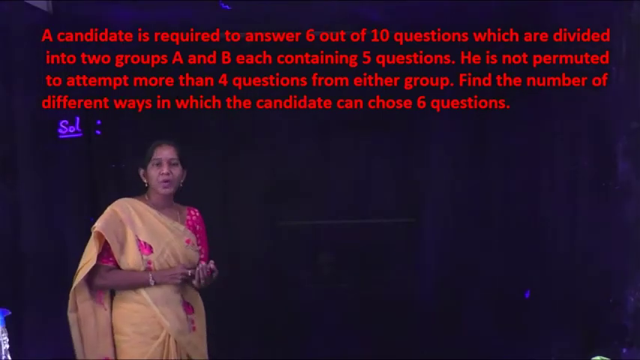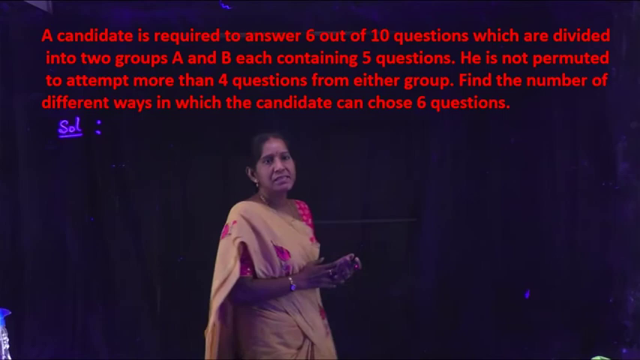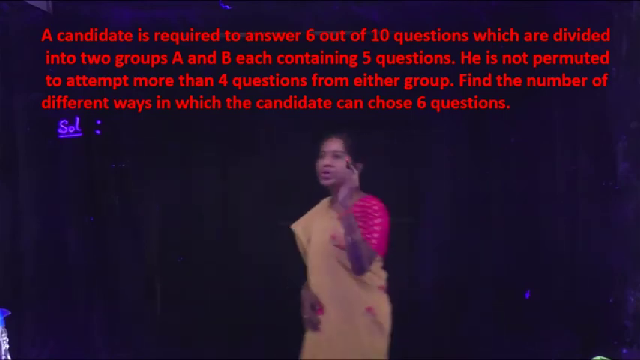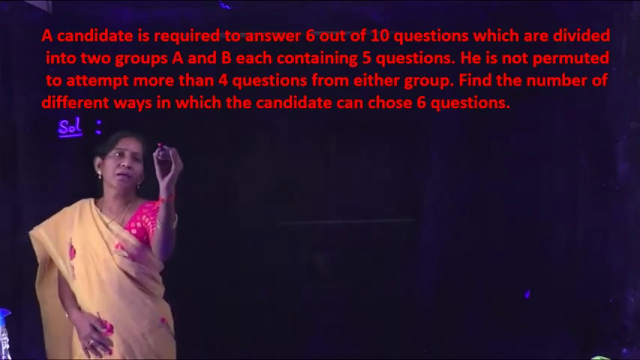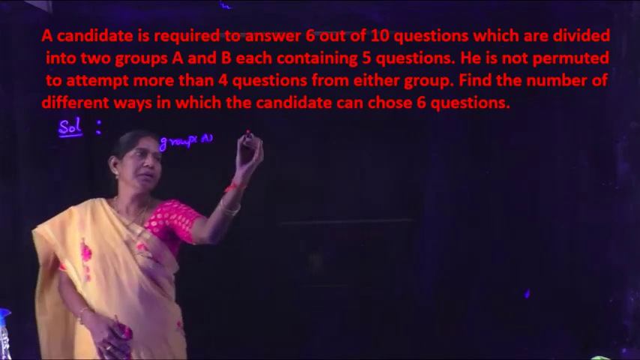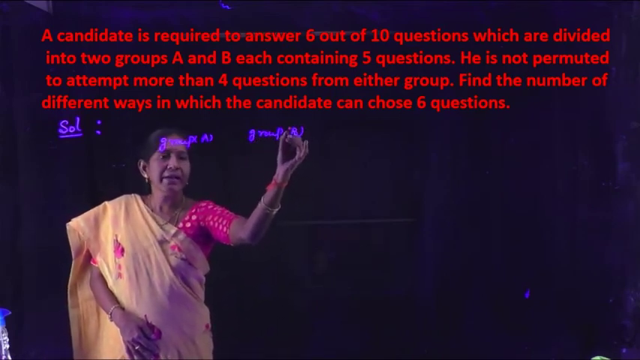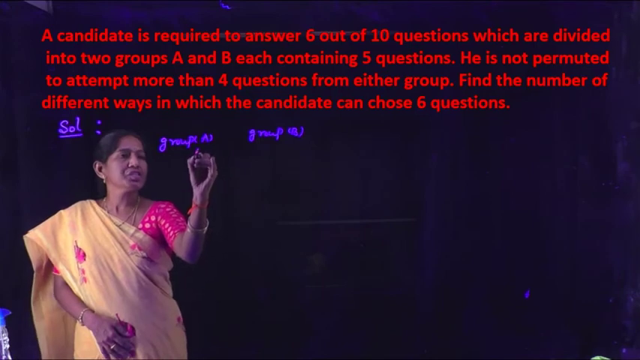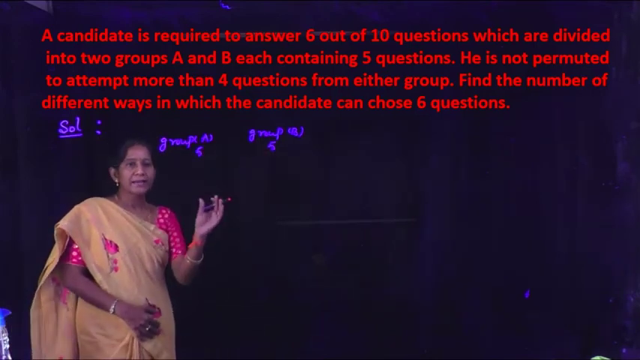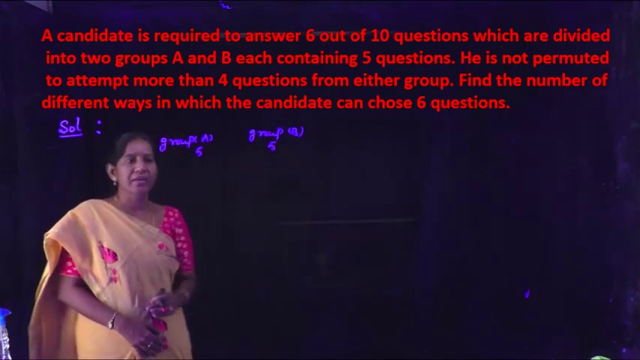Come to the next problem. A candidate is required to answer 6 out of 10 questions, which are divided into 2 groups, that is group A and group B. 10 questions divided into 2 groups, each group containing 5 questions. So group A contains 5 questions and group B contains 5 questions.